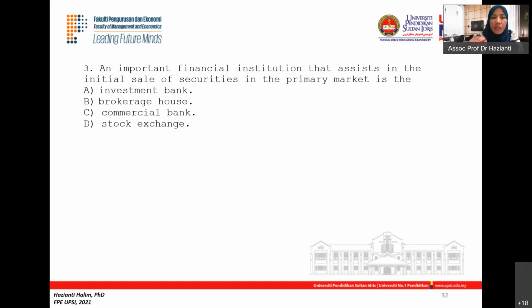Okay. Last one. Important financial institution that assists in the initial sale of securities in the primary market. We did this last week in topic 1. Investment bank, brokerage house, commercial bank or stock exchange. The keyword here is sale of securities.